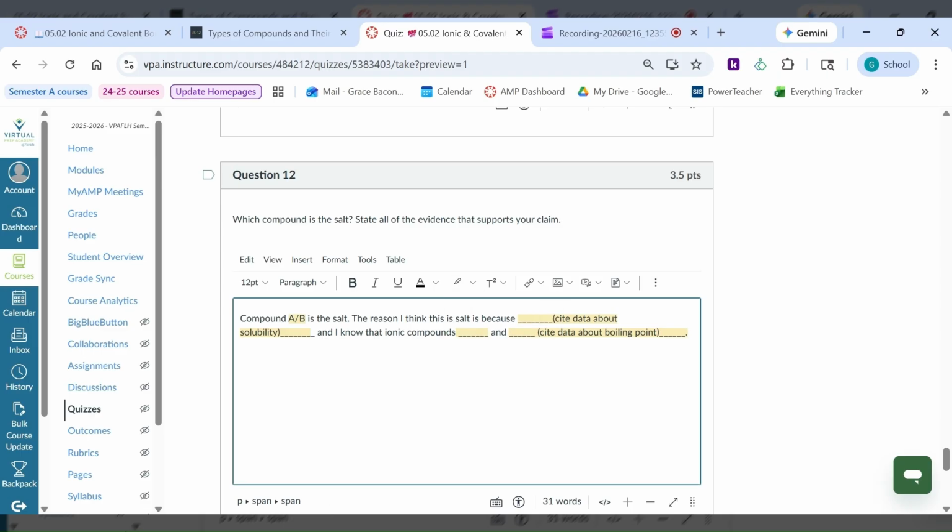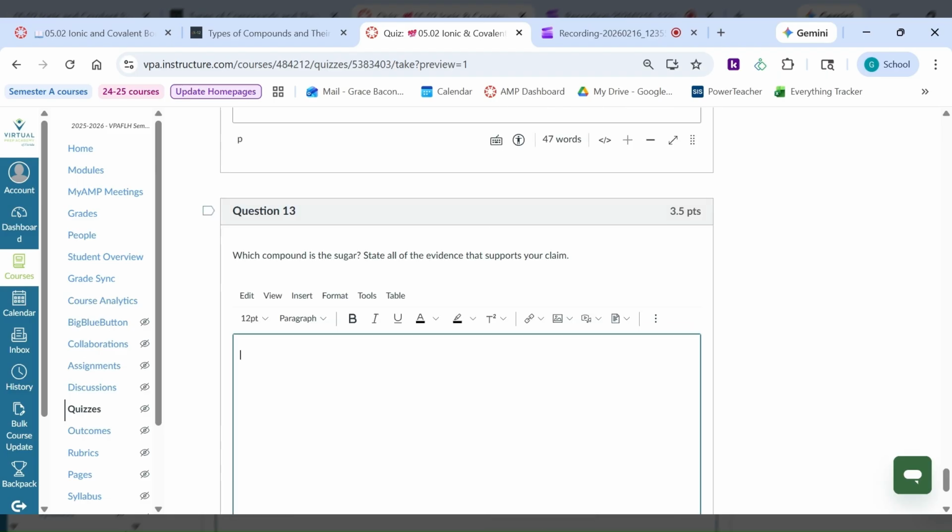So I'm citing data about my boiling point, and I'm saying, and I know that ionic compounds, and then I'm going to explain what this has to do with the boiling point. How do I know that that means that it's an ionic compound? So here, explain boiling point of ionic compounds. And then here, you'll explain solubility of ionic compounds. So this is really the heart of, did you understand what you were doing in the lab, and were you able to determine what was going on?